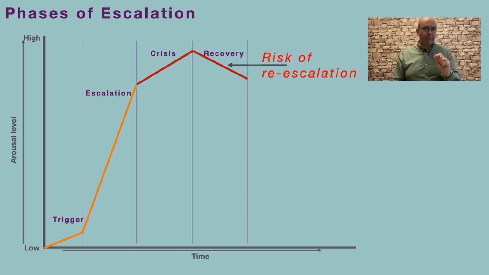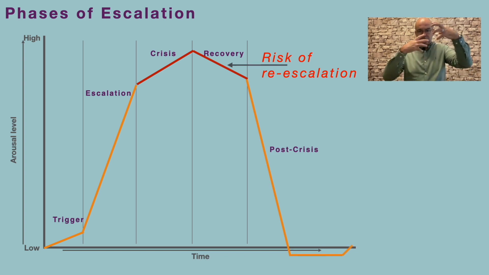So this is a key point about diffusing. When we're trying to diffuse a situation, give people space, we need to allow enough time for people not only to come down, but to move well out of that post-crisis phase where the surge chemicals, stress chemicals drop right off. Now you'll see from the graph that after a crisis, people will often dip right under their former calm state.